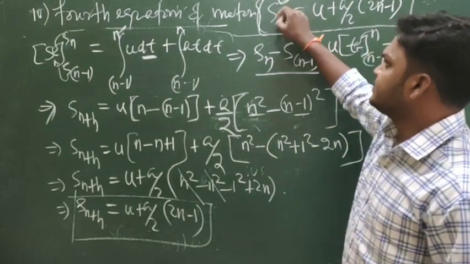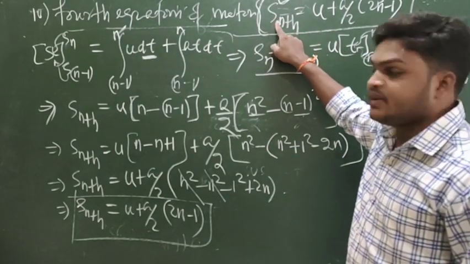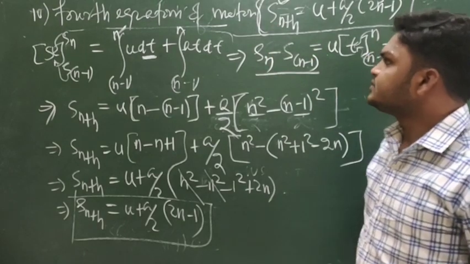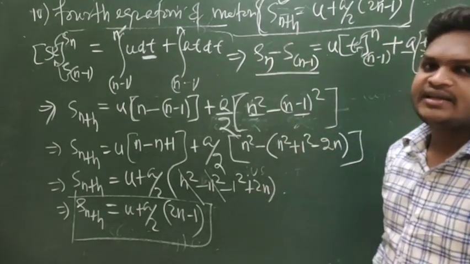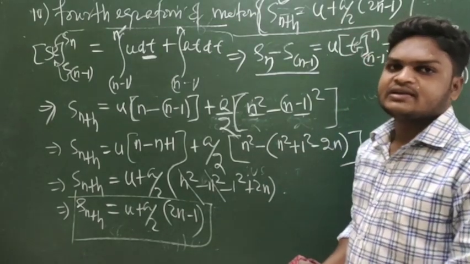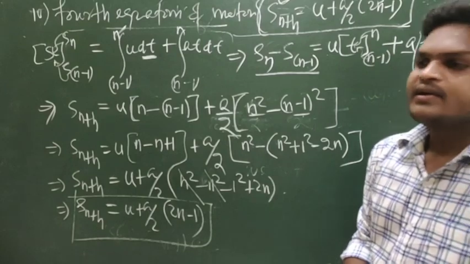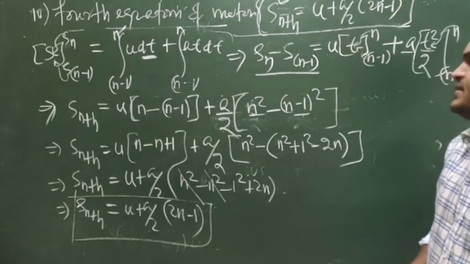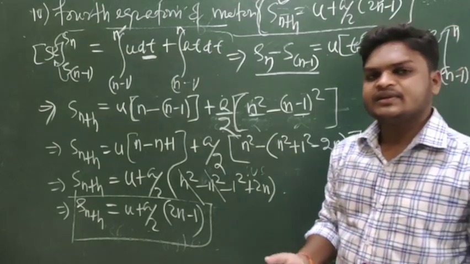Here we want to find the displacement S_nth. So if we divide by the time, then it forms velocity, instantaneous velocity. So we derive this equation from the instantaneous velocity. So v is equal to ds upon dt.